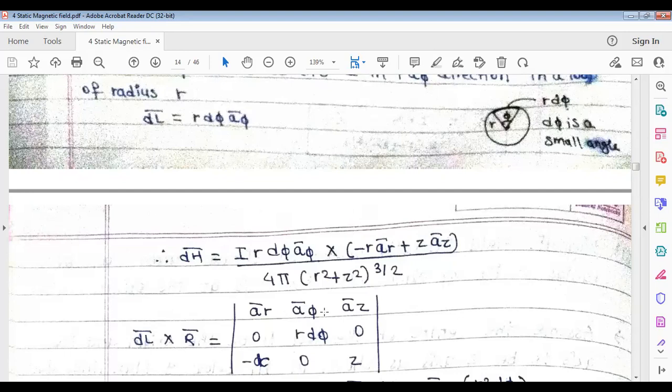Snehal, roll number 30, Snehal. Is this correct? Yes, you are not audible. Hello. Yes. A bar phi cross a bar R. What is the answer? Cross product. Minus. Yes, it is minus.